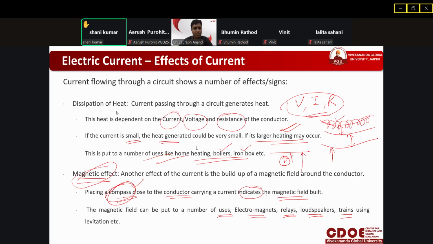Sir, can you repeat that once again? What should I repeat? Current, voltage and current, resistance and transfer? Voltage. Yeah. Okay. Any other thing?